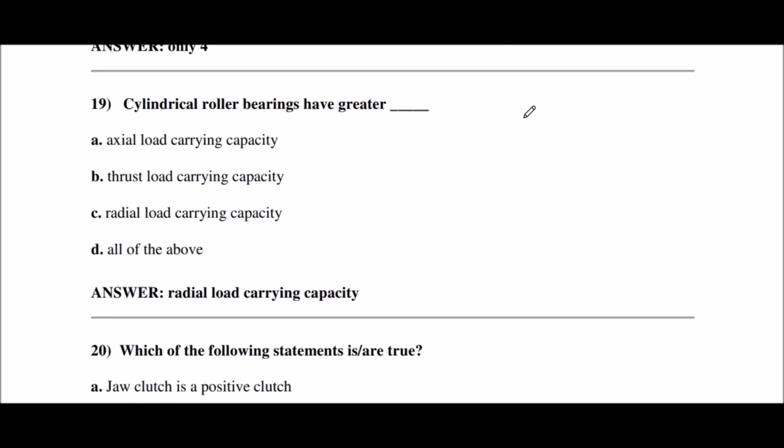Next question. Cylindrical roller bearings have greater option A, axial load carrying capacity; option B, thrust load carrying capacity; option C, radial load carrying capacity; option D, all of the above. Right answer is radial load carrying capacity, option C. Cylindrical roller bearings have greater radial load carrying capacity.